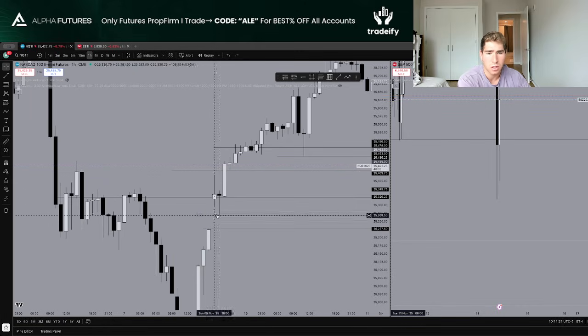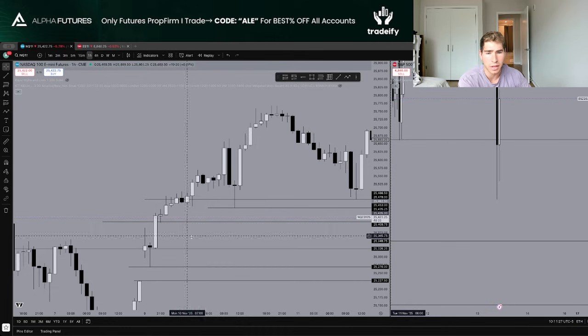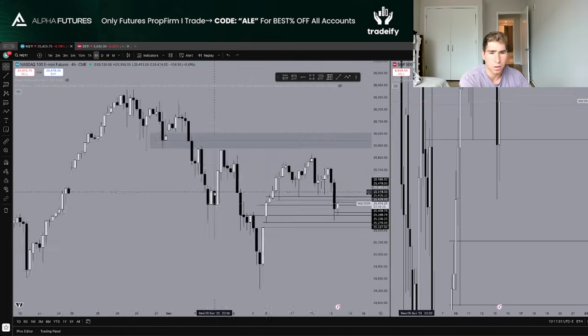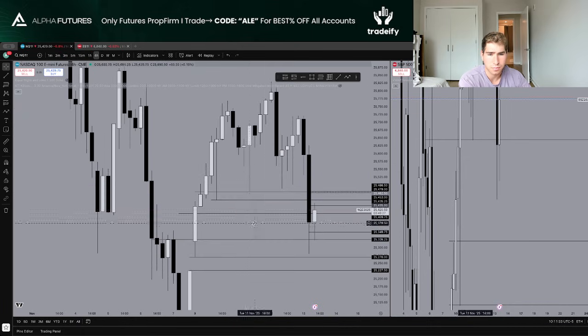You have the low that we put in, the swing low within the new week opening gap low, unfilled hourly gap, and a 4-hour order block right here. And a 4-hour order block, right? These are my draws on liquidity.